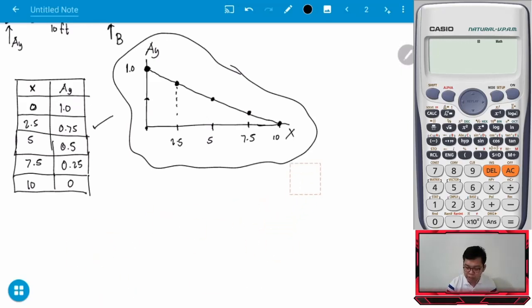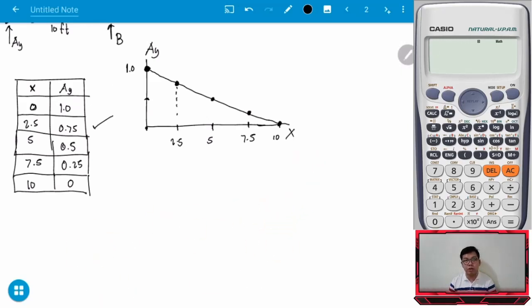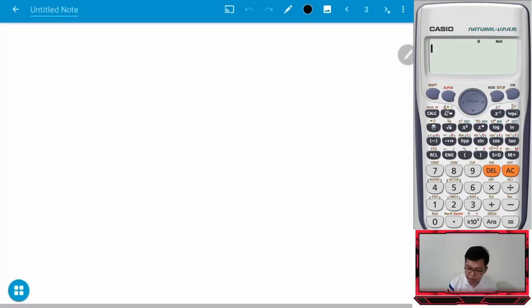Our answer should be the same, no? Using the second method, the influence line equations. Anyway, that's our first solution, so let's proceed to the next.